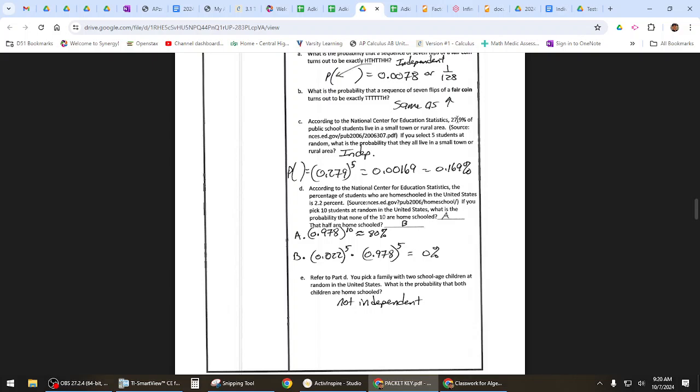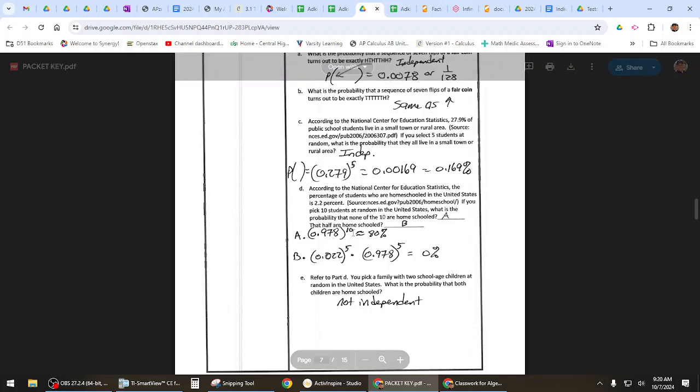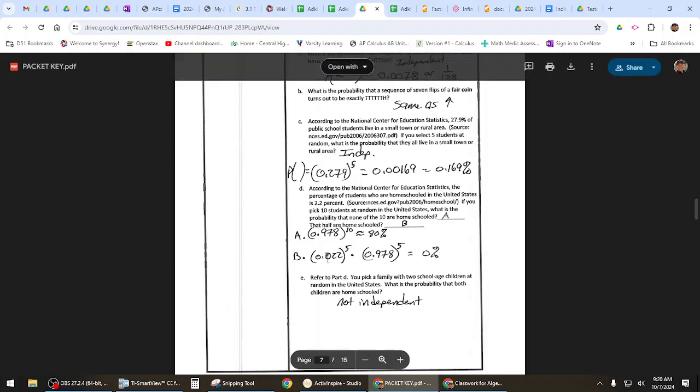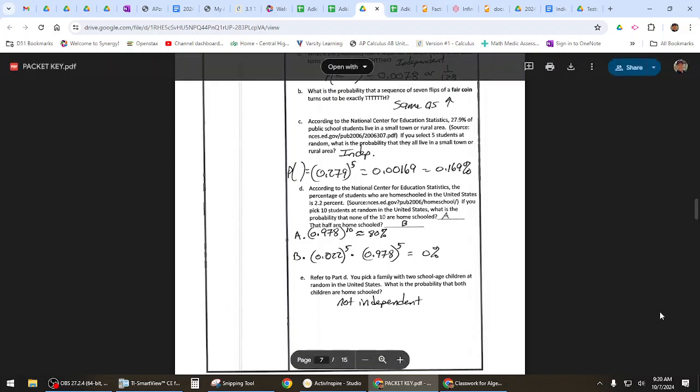Okay, part D. 0.978 to the 10th. So all 10 students are not homeschooled. That's 80% roughly. The second one, you have to do 5 of each. So 5 homeschooled times 5 not homeschooled. You cannot just cut it off and say 5 homeschooled, because now you're only talking about 5 kids, not 5 of 10. Does that make sense? Okay, so be careful on that one.